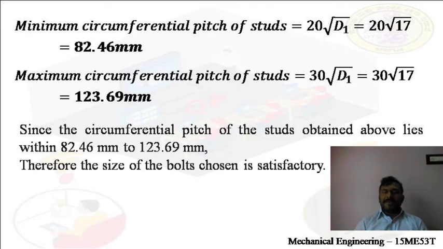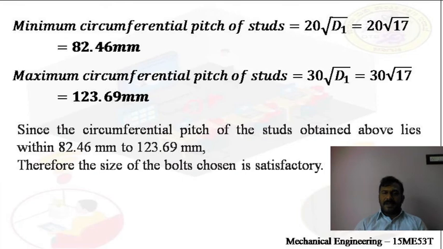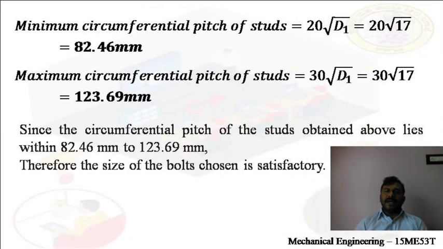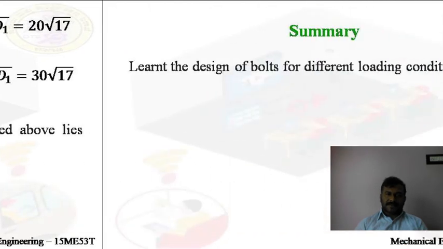So now we are going to compare the circumferential pitch with the minimum and maximum circumferential pitch. The circumferential pitch obtained above, that is 97.12, lies between 82.46 mm and 123.69 mm. Hence, the chosen stud diameter is safe. That means the 16 mm size of stud can be used for a leak proof joint. Okay.